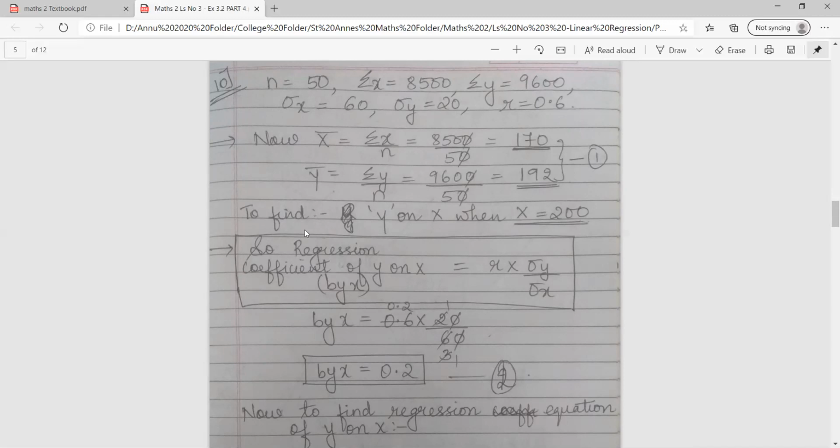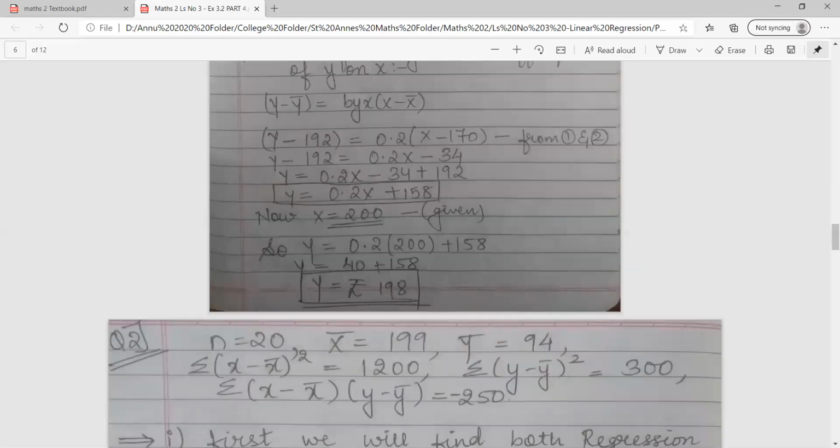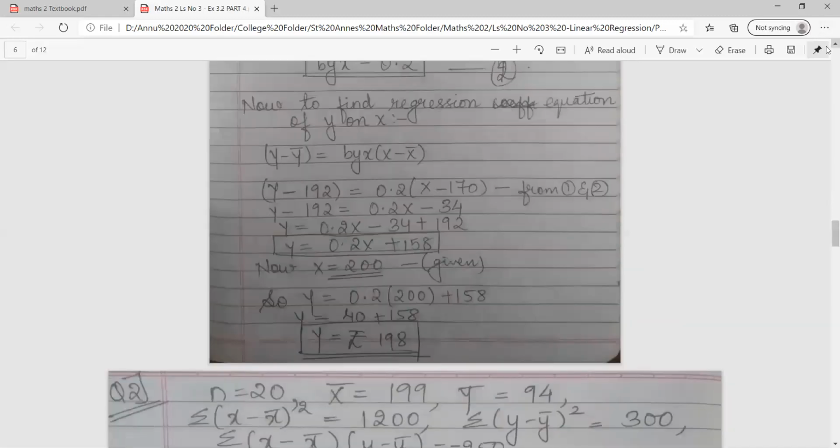Now they have told me to find out regression equation of y on x, correct? So for that I need regression coefficient byx. So the formula is r into sigma y upon sigma x. On putting the values, I got the regression coefficient as 0.2 and I give it as point number 2. Now I can find the regression equation of y on x.